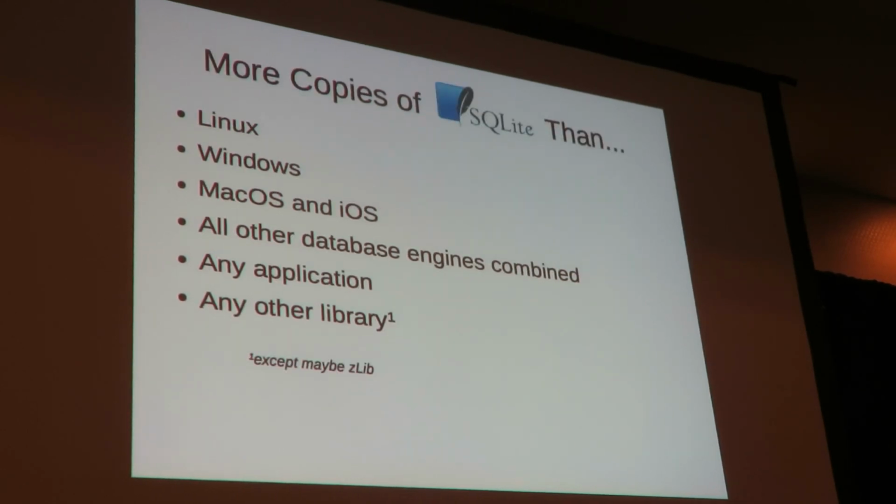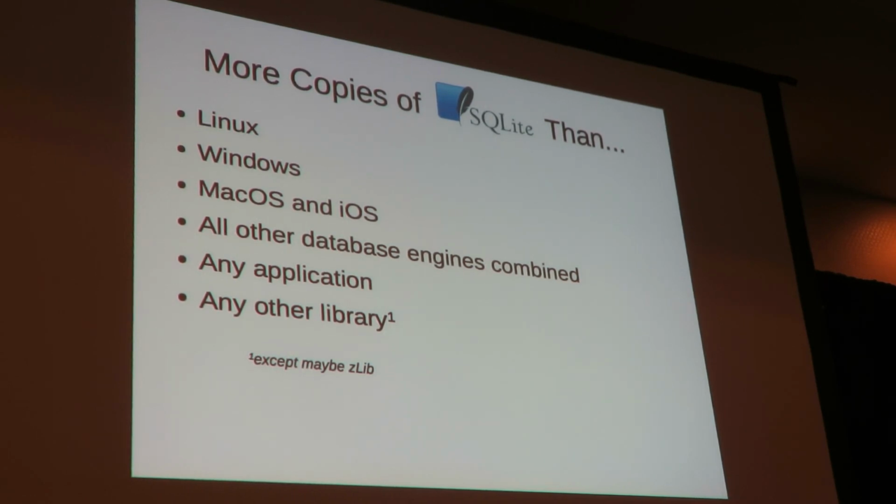And so if you think about it, there are more copies of SQLite in circulation than there are copies of Linux. We know this because SQLite's on pretty much every Linux system, but there's also a bunch of non-Linux systems that use SQLite. And so with the same argument, there's more copies of SQLite than there are copies of Windows. There's more copies of SQLite than there are copies of Mac. There's more copies of SQLite in use than all other database engines combined, or any other applications out there. I think SQLite is the second most widely used bit of software in the world.